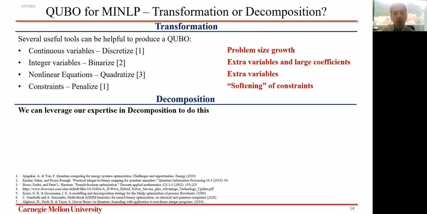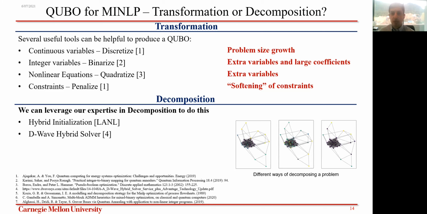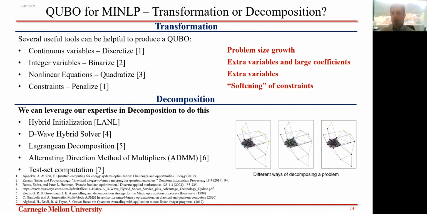Why don't we try to apply this in order that we can solve certain subproblems that look like QUBOs, that still get part of the nonlinearity as quadratics and still have the combinatorial structure within it, and apply decomposition algorithms to them. This is not a new idea. People at Los Alamos, D-Wave developers have a hybrid solver, Lagrangian decomposition methods, ADMM methods have been proposed to this end. I would like to highlight something called the test set computation, which was developed at CMU.